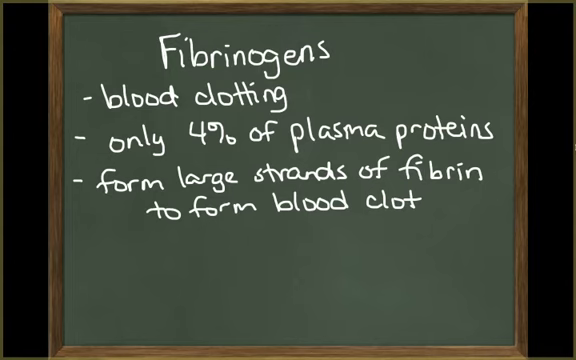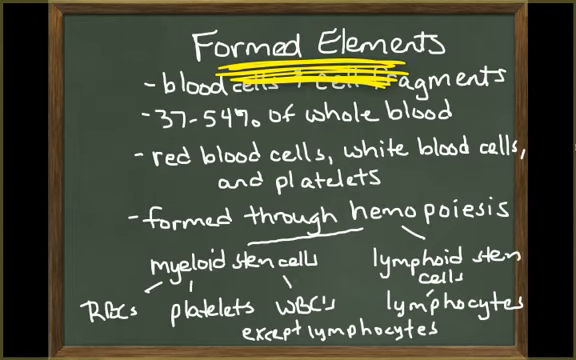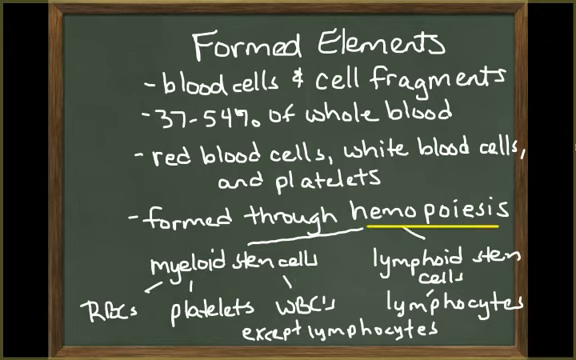In addition to the plasma, whole blood contains the formed elements. Formed elements are blood cells and cell fragments that are suspended in the plasma. These elements account for 37 to 54% of the volume of whole blood. The 3 types of formed elements are the red blood cells, the white blood cells, and platelets. These formed elements are produced through the process of hemopoiesis.